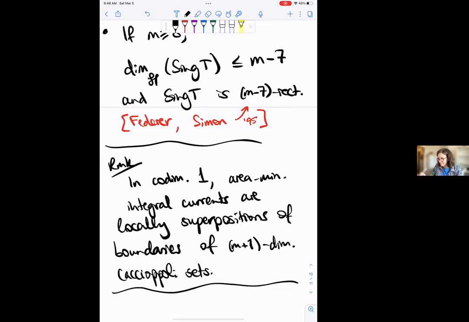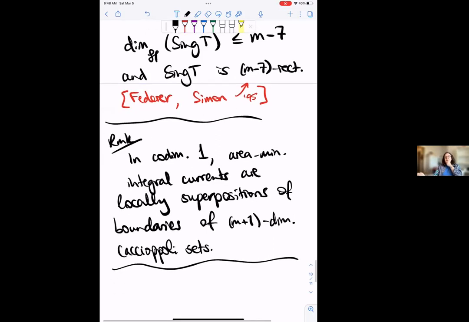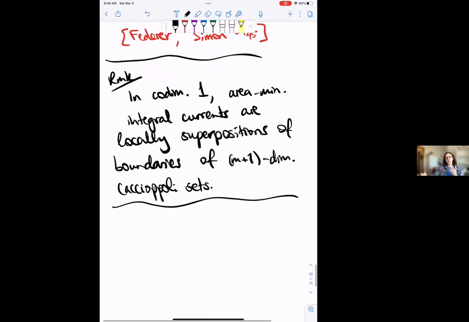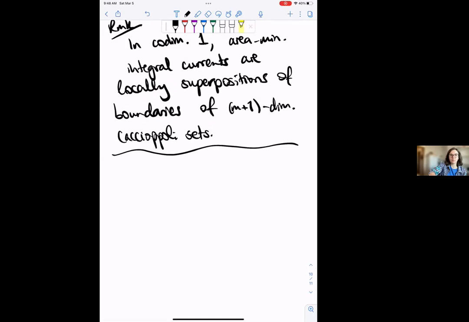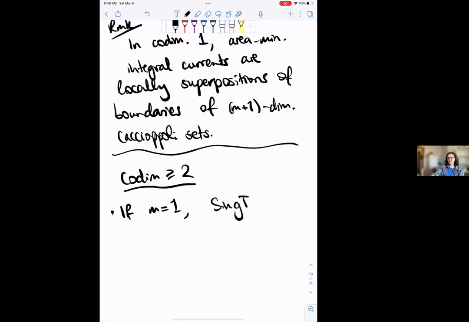Okay. But this is no longer the case in higher codimension. But I'll come to this in more detail soon. I'll explain why we see such different behaviors in codimension 1 and high codimension. So what about codimension at least 2? Here, if m is 1, the singular set is empty.